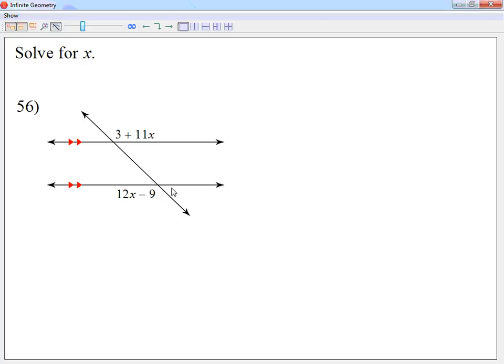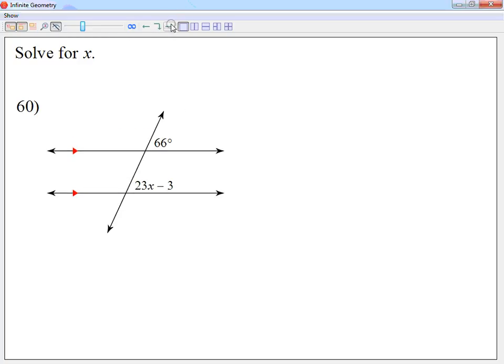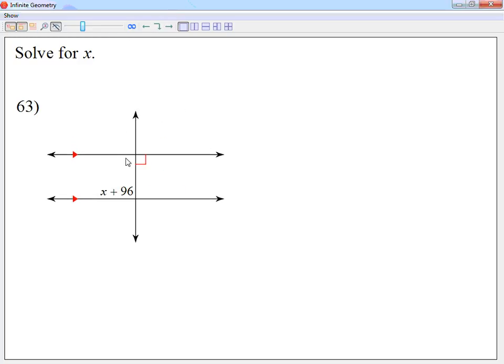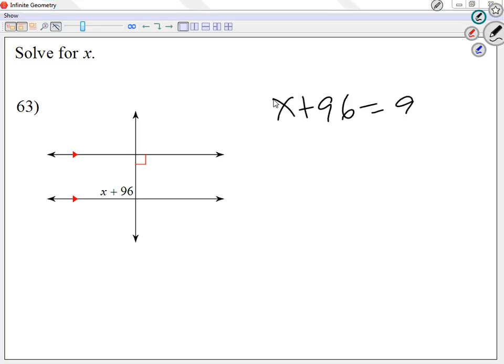X can be negative, yes. For example, on 63, would they equal each other? Looking at 63, they do equal each other because it's alternate interior. So we have x plus 96 is equal to 90, because that little symbol means it's 90. And yes, x can be negative.